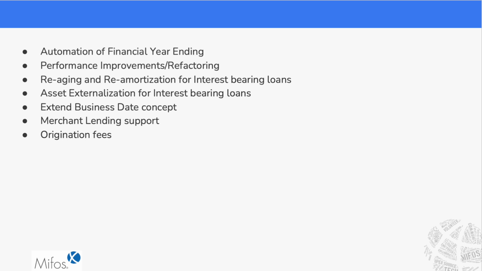Features like origination fees are now in development, in progress, to support merchant lending. And there are plans of automating the financial year ending closure also. Finera currently supports only manual financial year ending, so we are planning to automate that. And as Ed was saying, there was some code debt, so we are also working on refactoring and improving the performance much more. Yeah, and also extend the business date concept in the coming days.